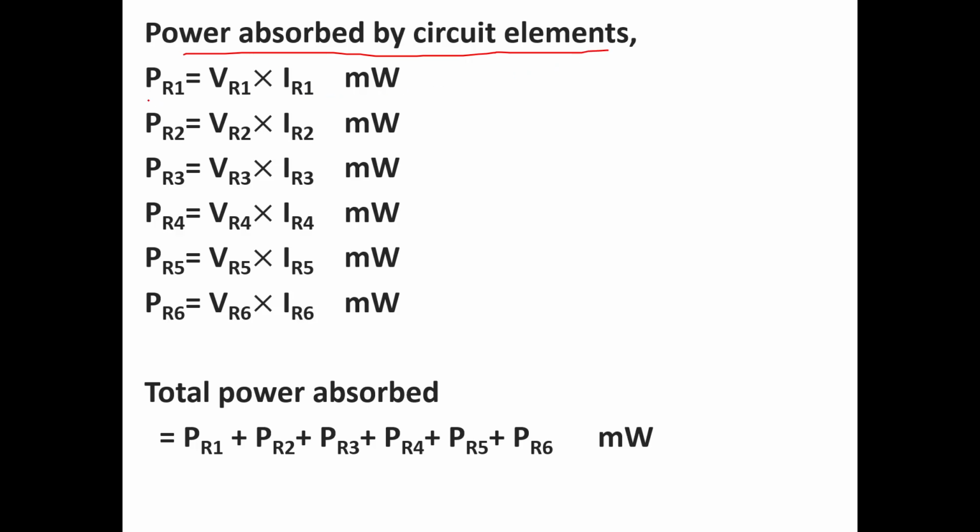There are exactly 6 resistors in the given Tellegen's circuit if you carefully observe. So calculate the power across each resistor. Across resistor 1, power is PR1 equal to VR1 into IR1, which is in milliwatts. Next, power across resistor 2 is VR2 into IR2 in milliwatts. Power across resistor 3 is VR3 into IR3 in milliwatts. Power across resistor 4 is VR4 and IR4. Power across resistor 5 is VR5 into IR5. Power across resistor 6 is VR6 into IR6.